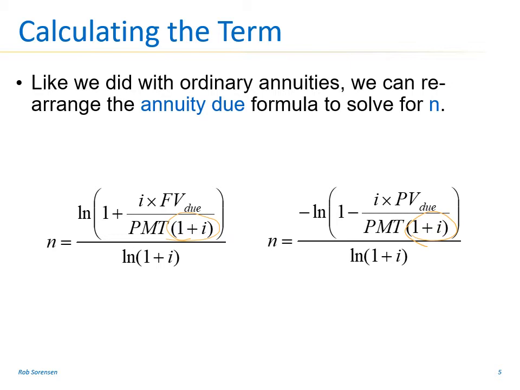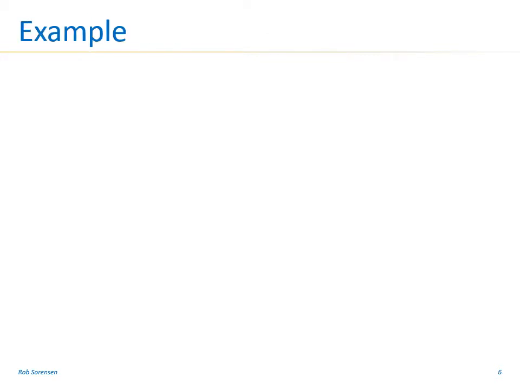All right, so this formula looks a little more intimidating perhaps, but really it's not too bad. Once you get numbers in there, you'll see. It's very similar to the one we used before, but because it's due, there's a 1 plus i in there. All right, let's go ahead and have a look.